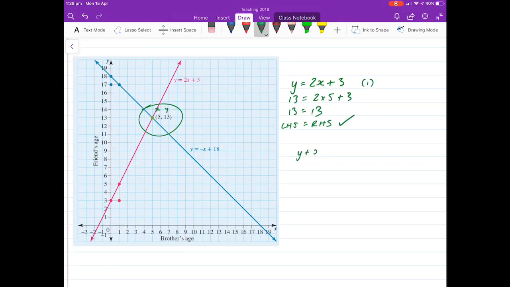So y plus x equals 18, and that was one of our second equations. y is 13 plus my x value of 5. 13 plus 5 equals 18. Therefore, the left-hand side equals the right-hand side, and we have a correct solution to that pair of simultaneous linear equations at the point (5, 13).